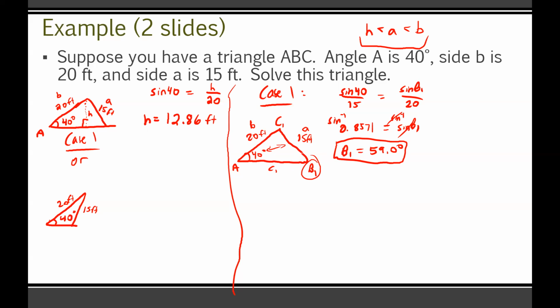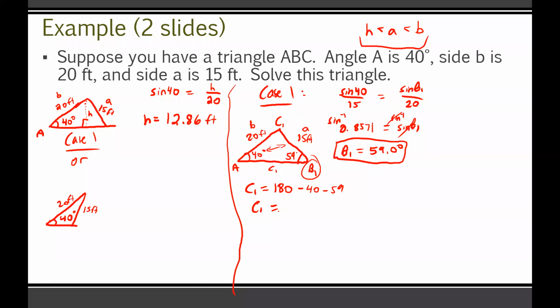Okay, so we know this angle, B1, 59 degrees. I'll even throw it into the triangle to make it a little bit more clear. Think about what we can solve next. We're looking for side length C1 and angle C1. We already know 2 angle measurements. We can solve for a missing angle measurement just by using the 180-degree rule. So capital C1 is going to equal 180 minus the other 2 angles, so minus 40 and minus 59. That's going to be really quick to solve.